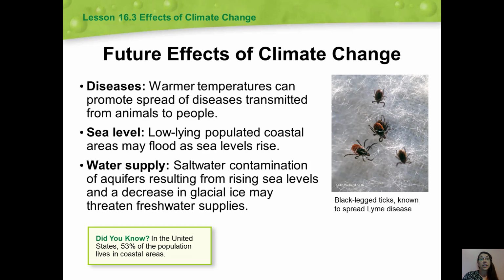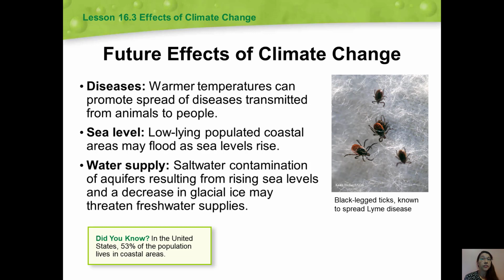First, disease. The ranges of animals that transmit diseases may expand as part of the world becomes warmer. Lyme disease, for example, is transmitted to humans by ticks. In Canada, Lyme disease is now confirmed in the southern part of the country. If northern Canada becomes warmer, the ticks that carry Lyme disease might be able to survive in those areas, and the disease may spread northward.